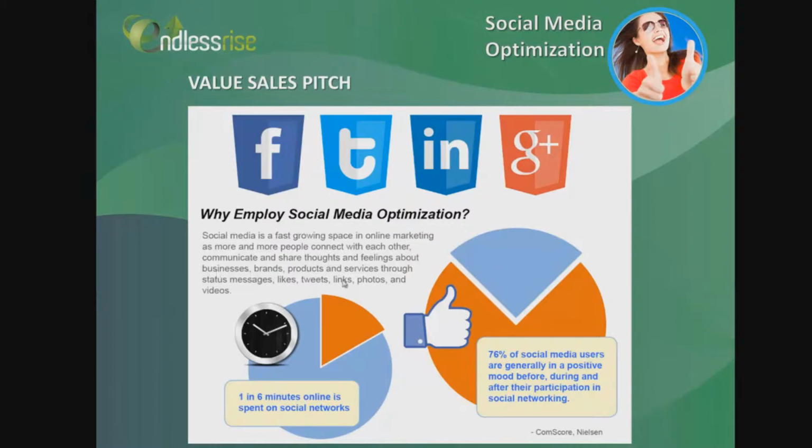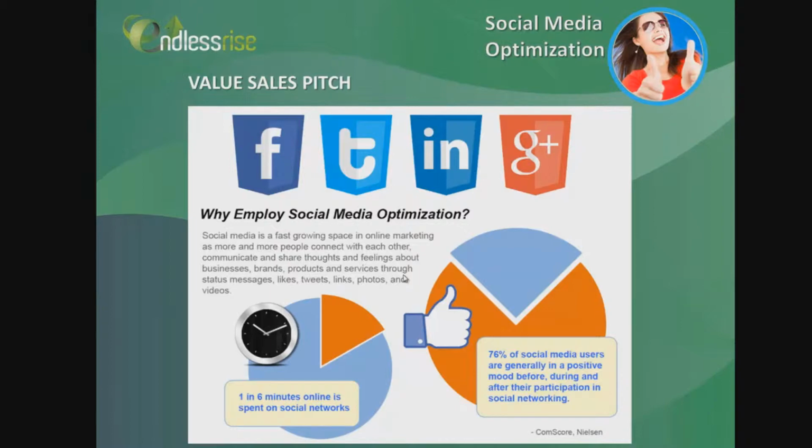Okay, so how does the social media sales collateral tell you the value? Well, it's very straightforward. It starts out telling you why it's valuable. In other words, 1 in 6 minutes online is spent on social networks. That's a pretty big deal. You got to remember that who you're pitching social media to, they do not understand industry statistics. They're not marketing people. They don't know that 1 in 6 minutes online is spent on social media networks.